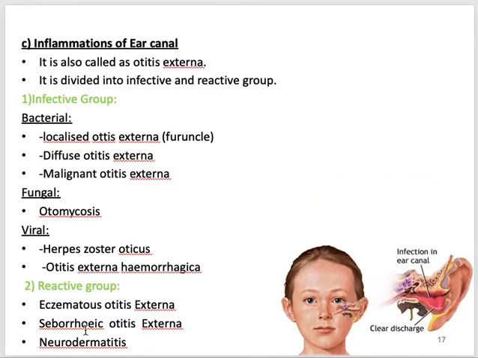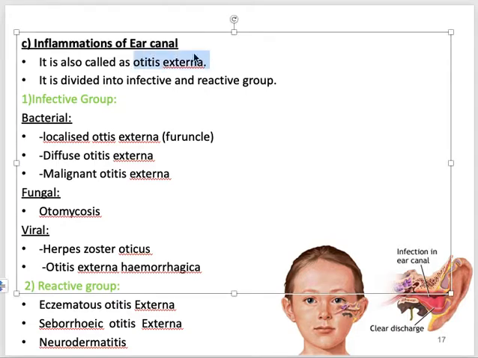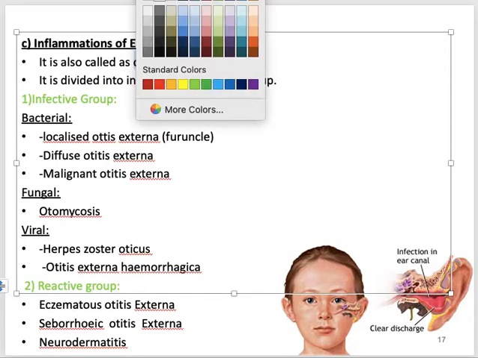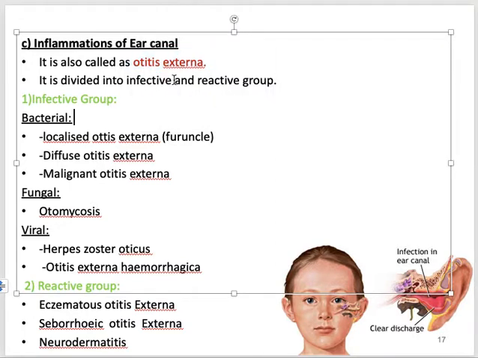Now this is a very, very important topic, guys, that is inflammation of the ear canal. When it comes to the inflammation of the ear canal, we call it otitis externa. And this is an important topic. Out of all these topics which we are studying today, this one is an important topic, which is otitis externa.